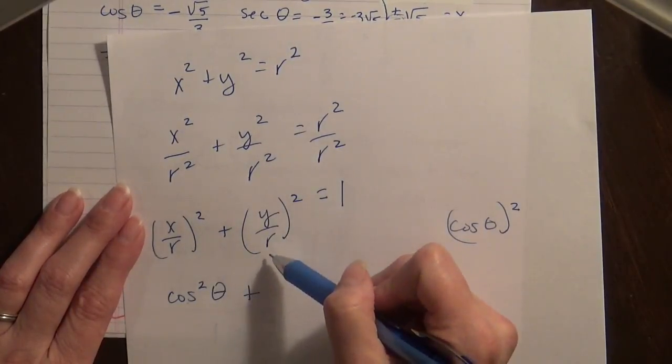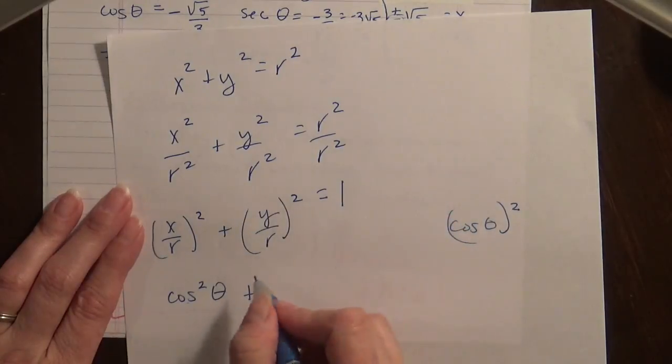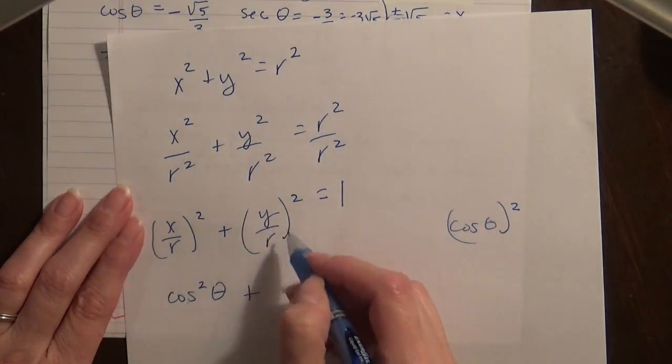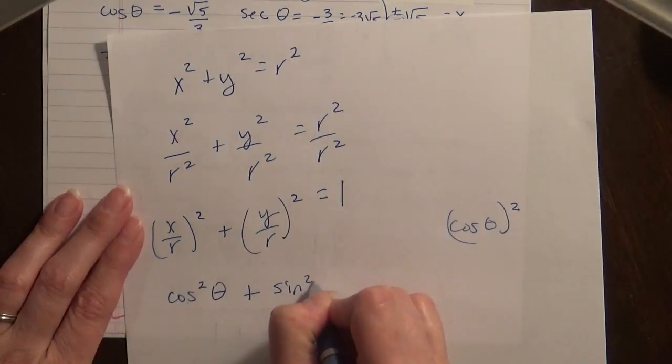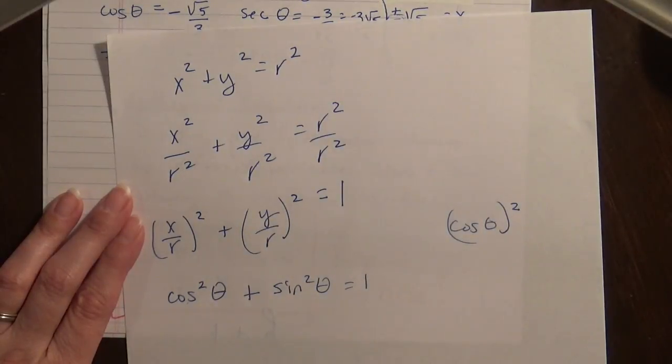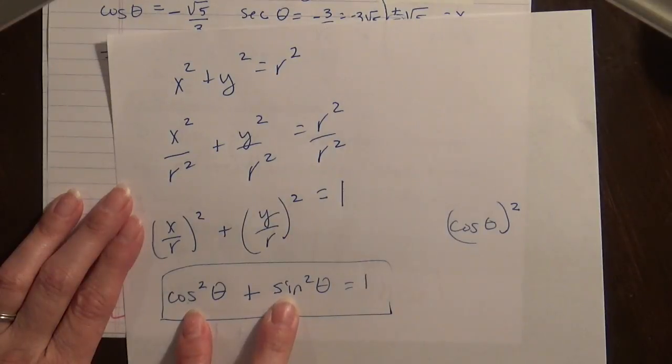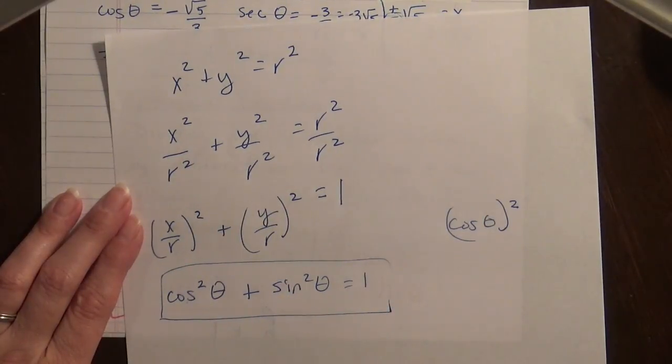What is y over r? Remember, y over r is sine. So y over r quantity squared is going to be sine squared theta equals 1. This is one of your Pythagorean identities that you have to know. So anytime you've got cosine squared plus sine squared, that always will equal 1. That's super important. Make sure you know it.